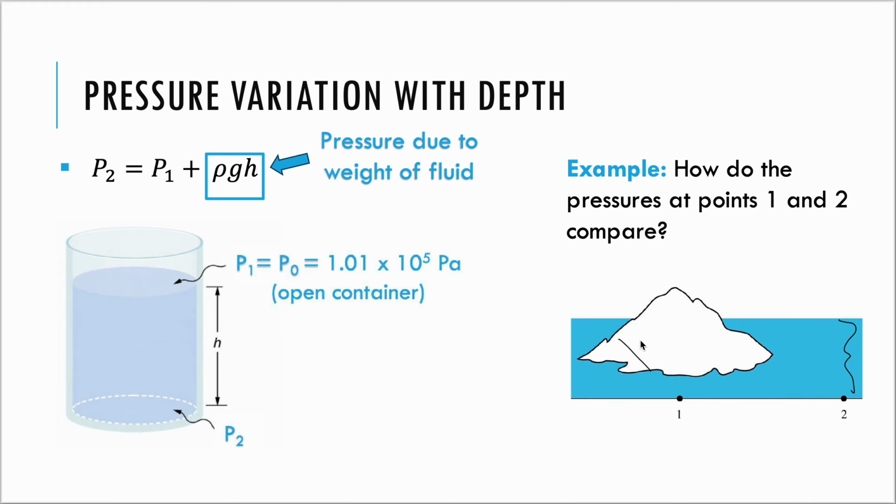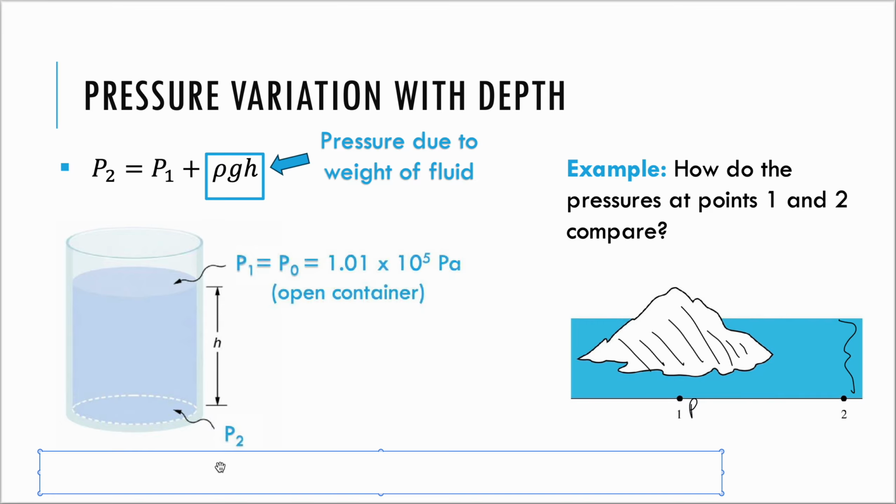You may think, well, what about the fact that there's an iceberg here? Well, both points still have exactly the same amount of weight above them, and so they're going to be at the same pressure. Also, if they weren't at the same pressure, let's say we had more pressure over here, then that means that the liquid would flow from the high pressure to the low pressure. But we know that everything is staying still here. We're in equilibrium, so the points must be at the same pressure.